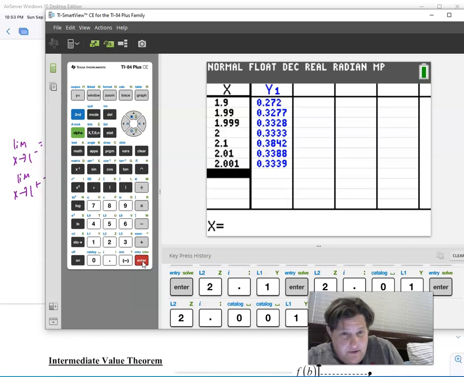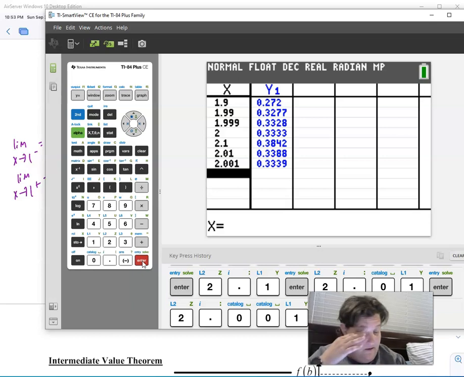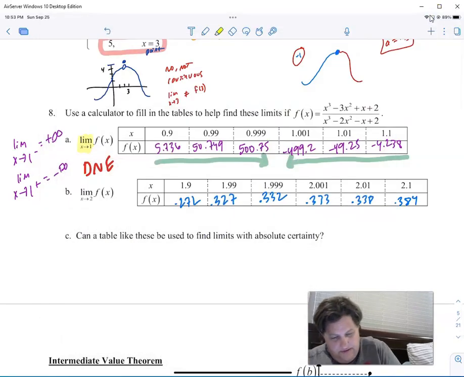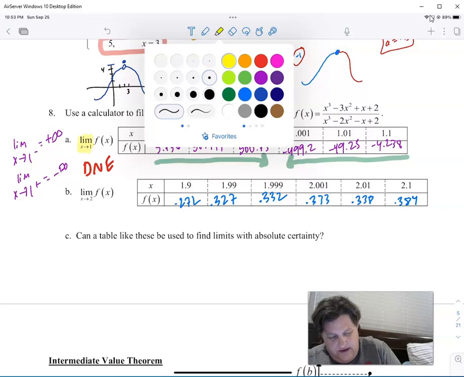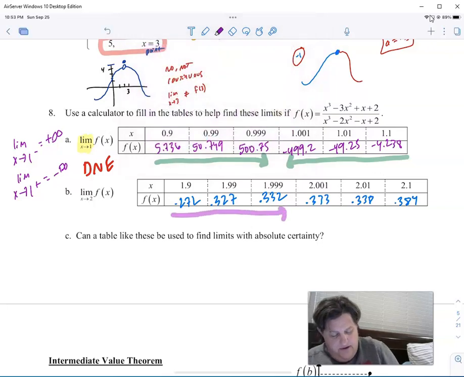So that's 0.384, 0.338, 0.333. Okay. So guys, what's happening as I approach it that way was 0.333, that way 0.333.